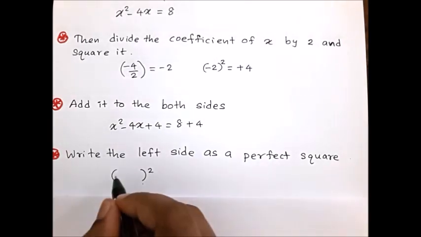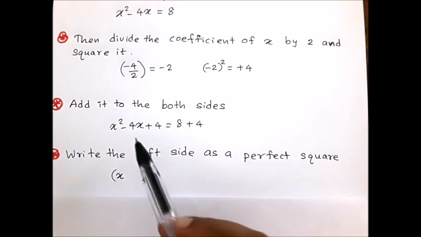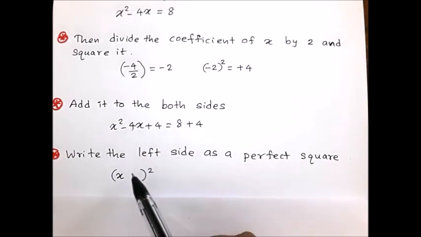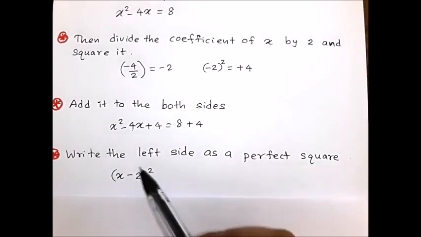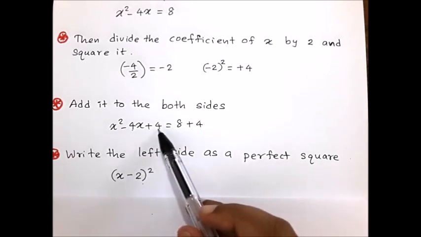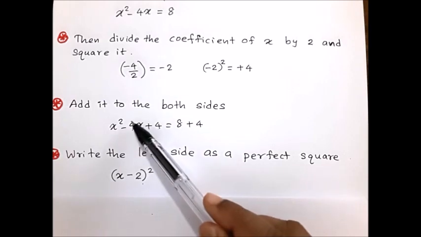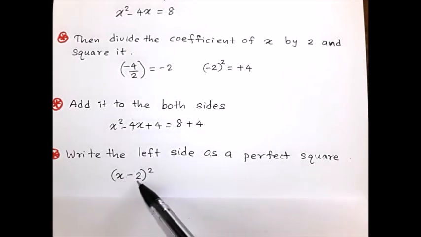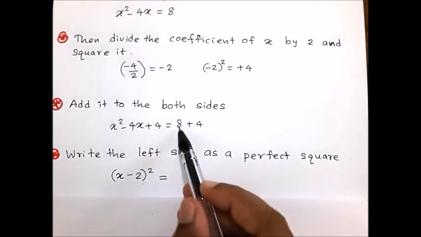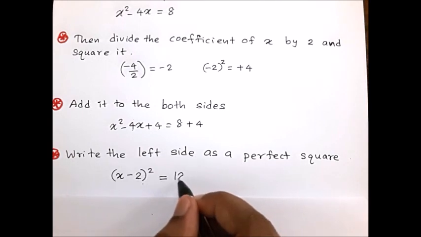First term is x, so write x here. Then divide this term by 2. Minus 4 divided by 2 is minus 2. Then square this one, it is plus 4. When you divide the coefficient of x by 2, it is minus 2, so you have to write minus 2 here. Now the right hand side, 8 plus 4, is 12.